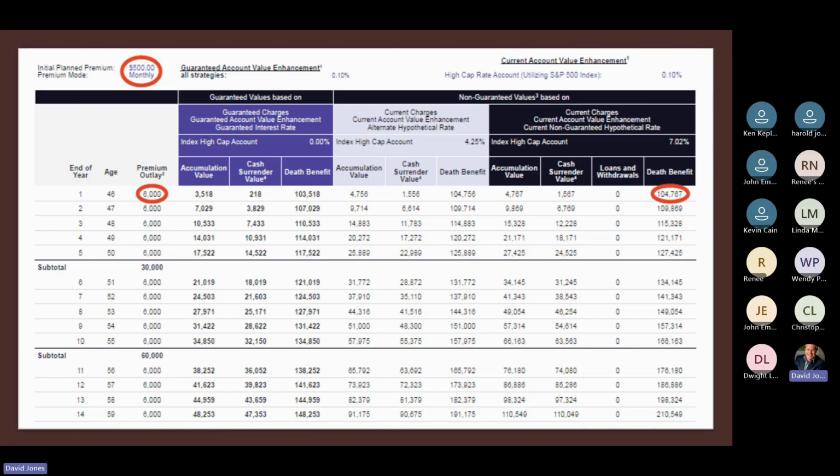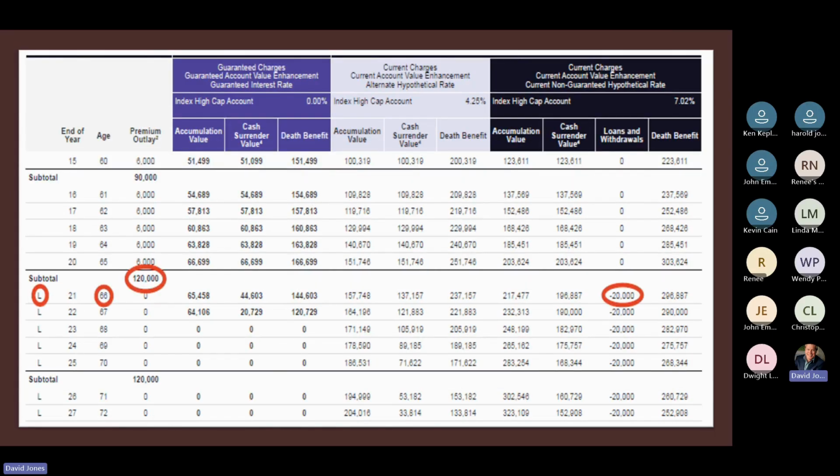And if we keep going down farther, we're going to go to the next page and show the same situation as where the guy goes 20 years into it, and now he's 65. He's put the 120,000 in, and he takes the loans. He's 66 years old. He's going to take $20,000 a year on this in the form of loans.